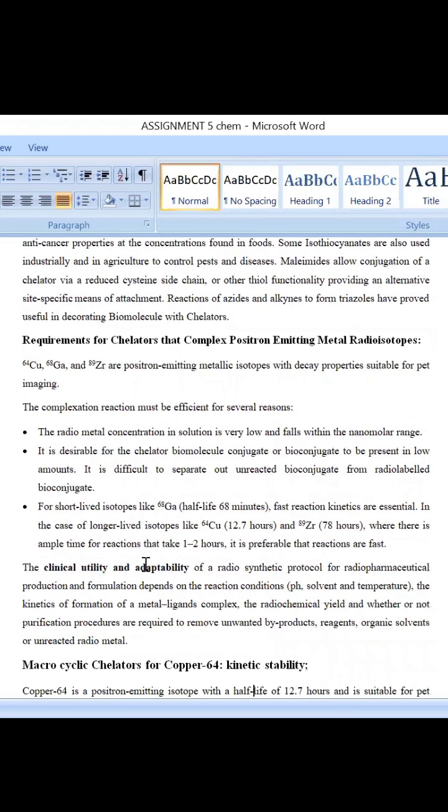Next is the clinical utility and adaptability of radiosynthetic protocols for radiopharmaceutical production and formulation. This depends on the reaction conditions: pH, solvent, and temperature; the kinetics of formation of a metal-ligand complex; the radiochemical yield; and whether or not purification procedures are required to remove unwanted byproducts, reagents, organic solvents, or unreacted radiometals.